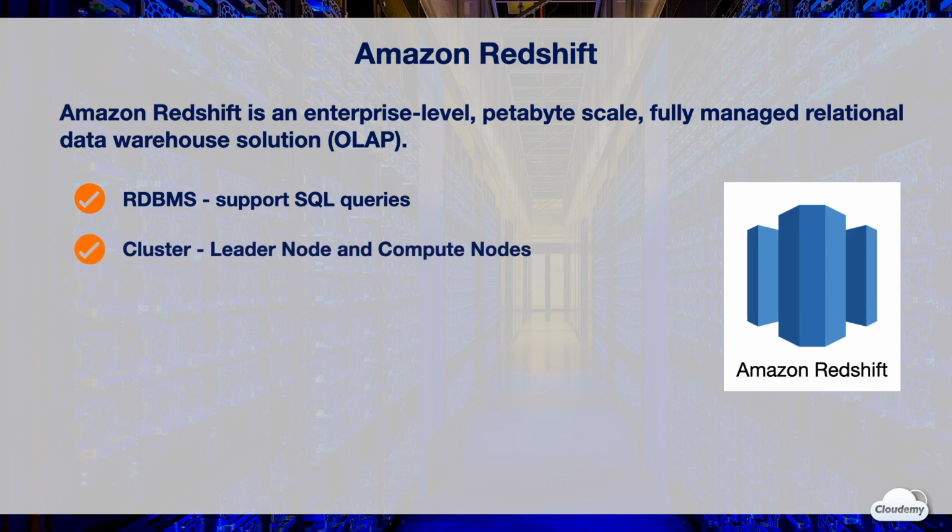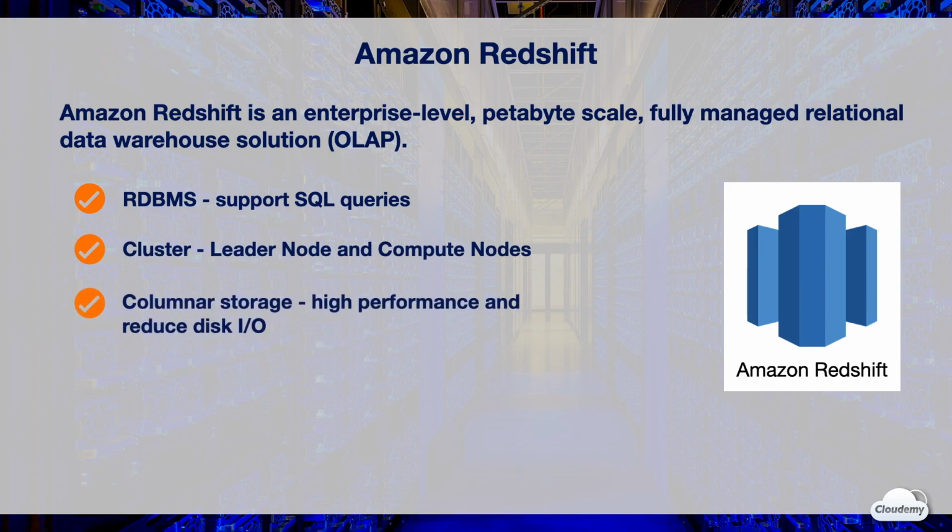The core infrastructure component of a Redshift data warehouse is a cluster. A cluster is composed of a leader node and one or more compute nodes. Redshift uses columnar storage, where each data block stores values of a single column for multiple rows. Columnar storage drastically reduces the disk I/O requirements, and the amount of data loaded from the disk. Redshift is optimized for high-performance analysis and reporting of very large datasets.